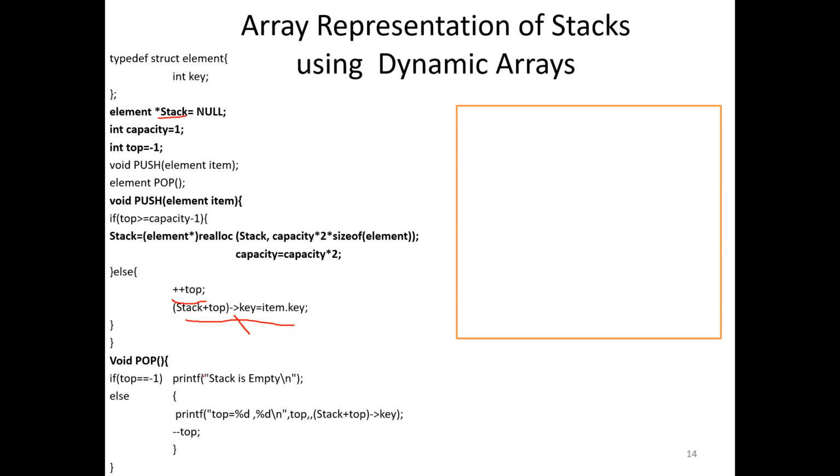Okay, next pop is the same, no difference in the top value. Print that value, change the top value. If top is -1, that means we observe emptiness in the stack, no element in the stack.